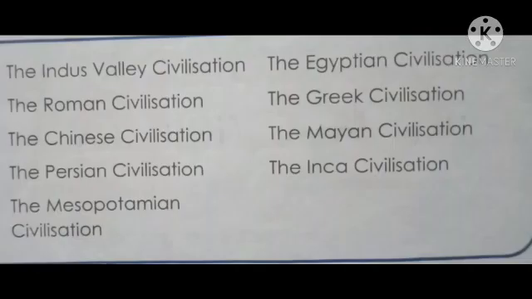So, students, we have seen the world history and the civilizations. We have learned the Indus Valley civilization, the Roman civilization, the Chinese civilization, the Persian civilization, the Mesopotamian civilization, the Egyptian civilization, the Greek civilization, the Mayan civilization, the Inca civilization. Total, we have learned 9 civilizations in this lesson.